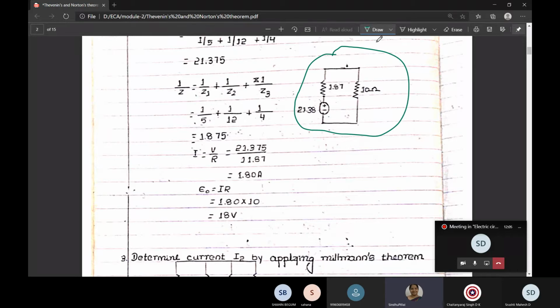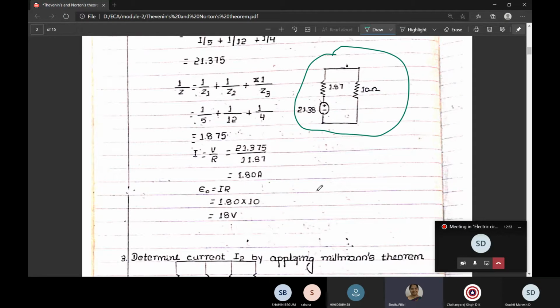If you want the current only in this branch, or the voltage across this branch, E naught is equal to I into R. I is 1.8 and R is 10, so that is 18 volts. They have told you to find E naught across the 10 ohm resistor. So E naught is I into R. What is I? I is the current in this loop. The same current will be in this branch also, so that current into resistance will give us the voltage E naught.